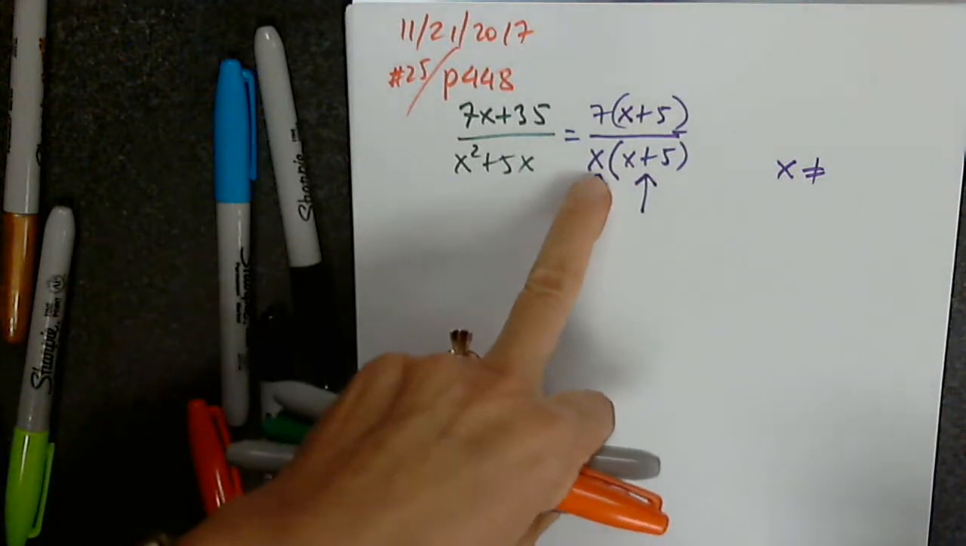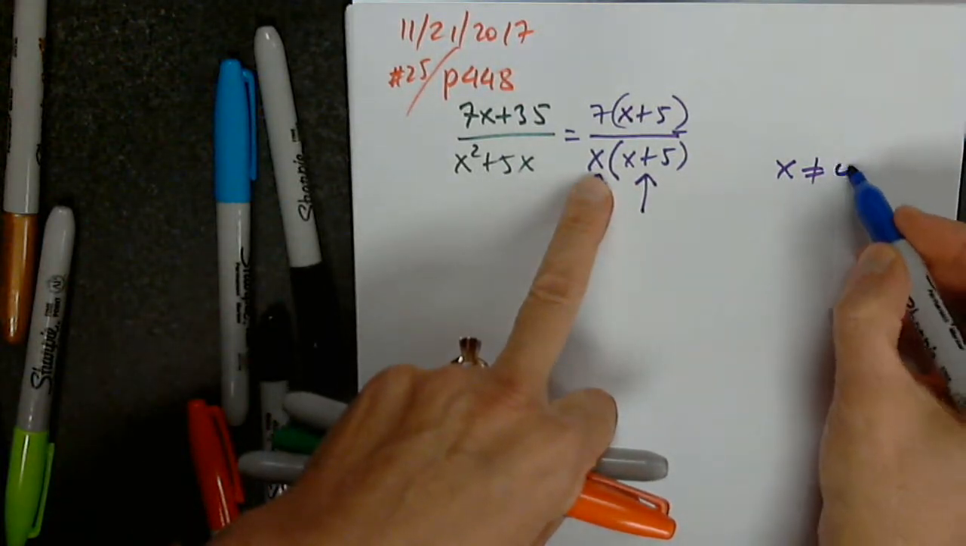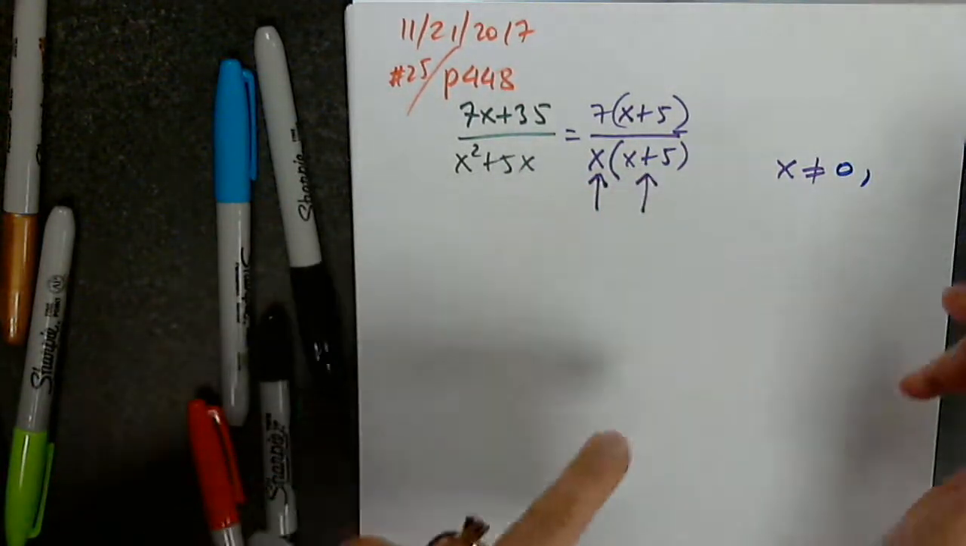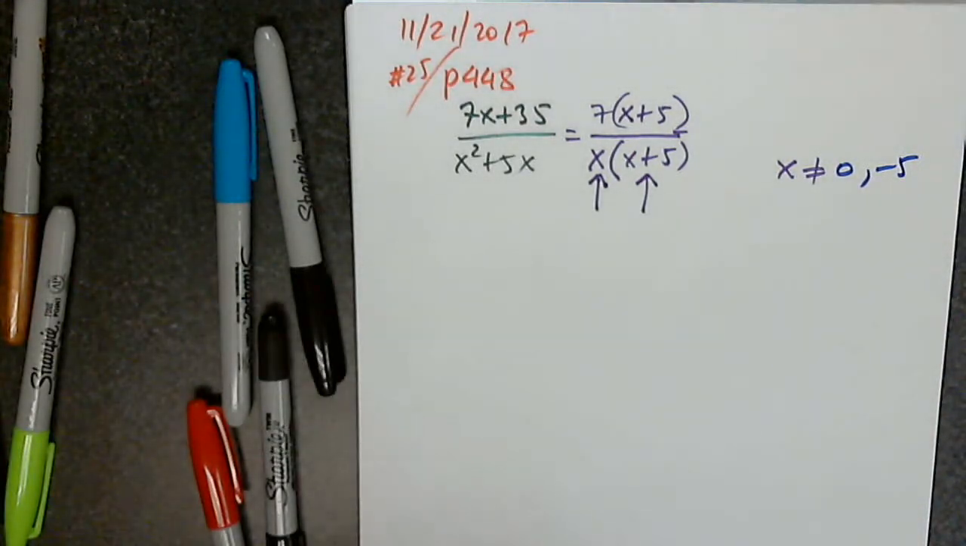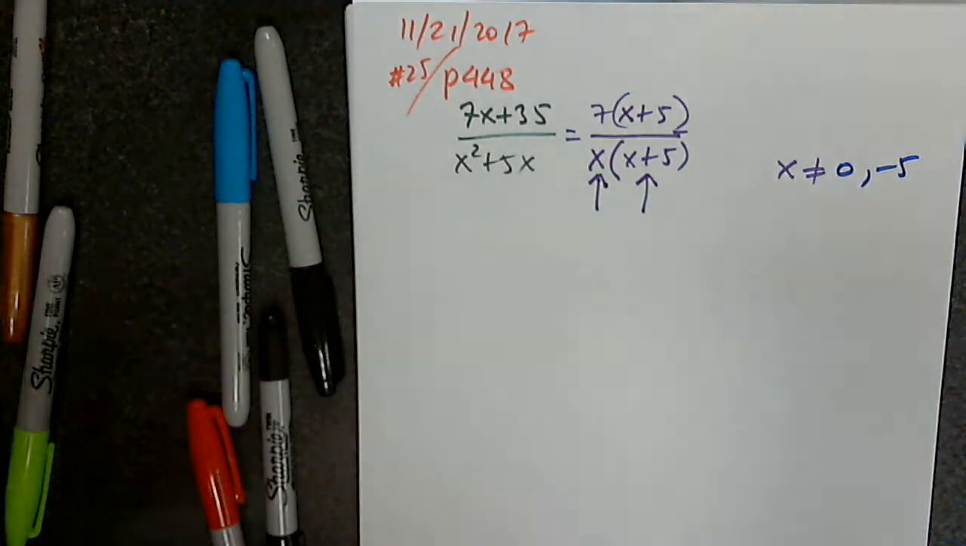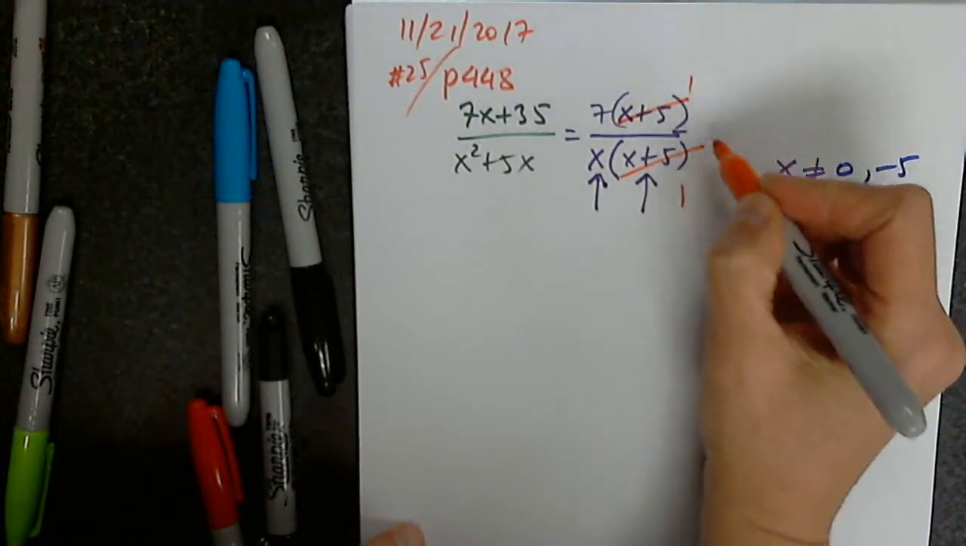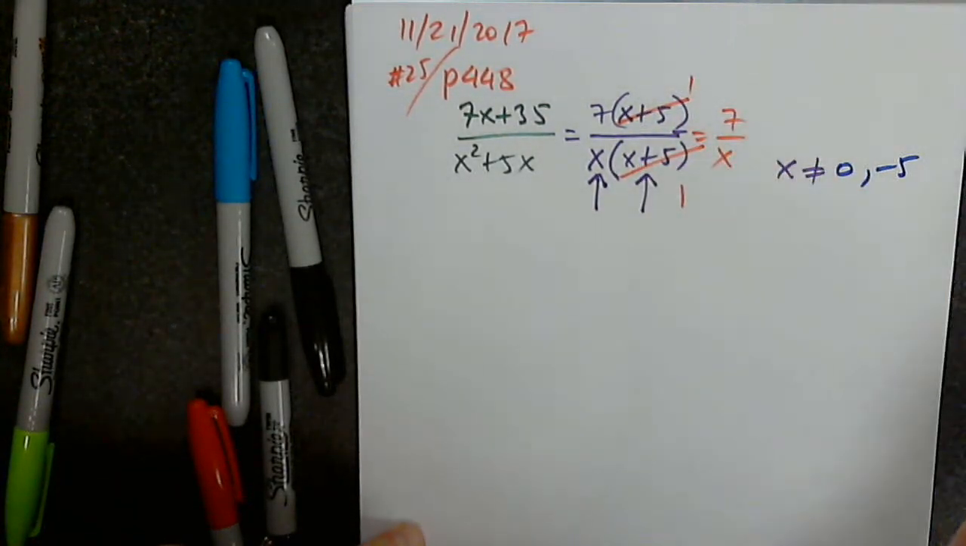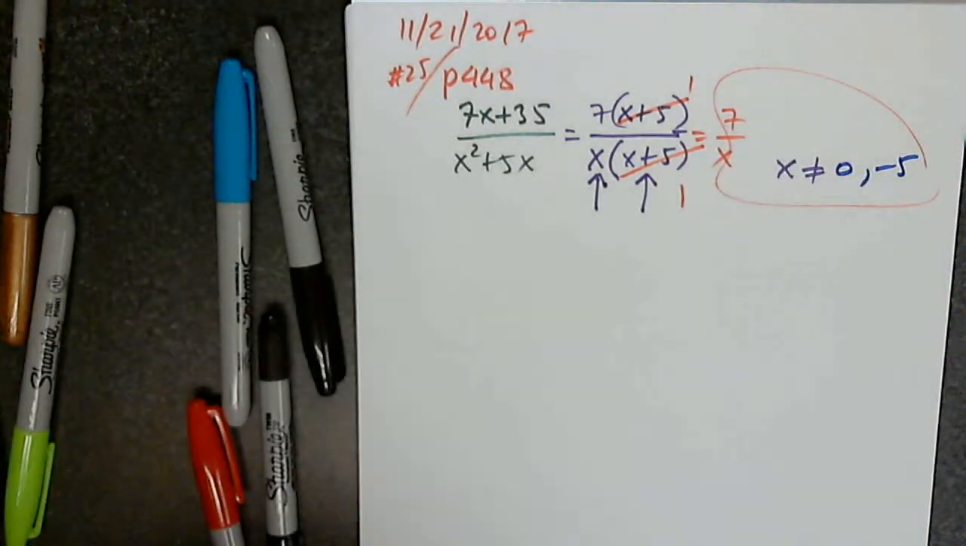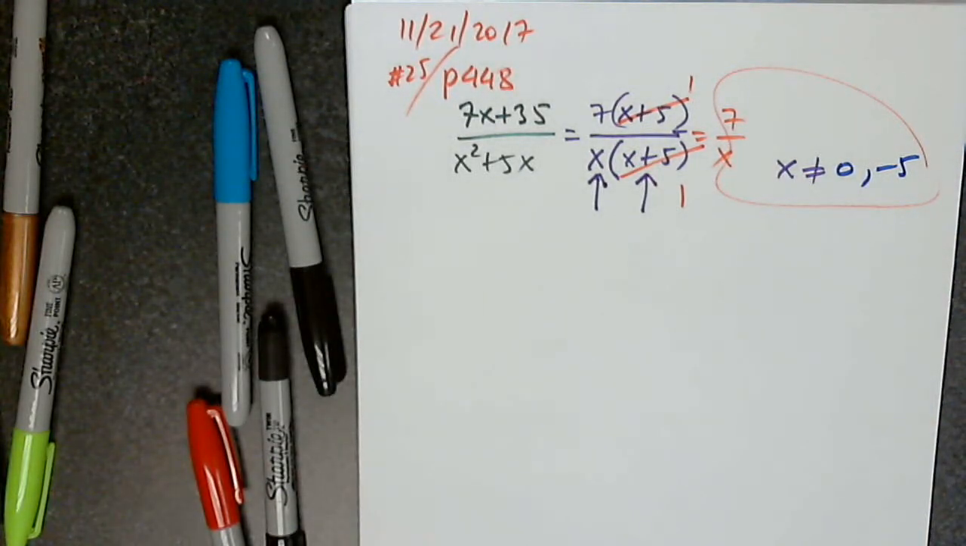So x cannot be 0, and x cannot be negative 5. Now we are allowed to simplify. And what factor will go away? Yes, x plus 5 will go away, and that's why the simplified form is 7 over x, but it should include the correct restrictions. Good. Anything else? Did you have anything else?